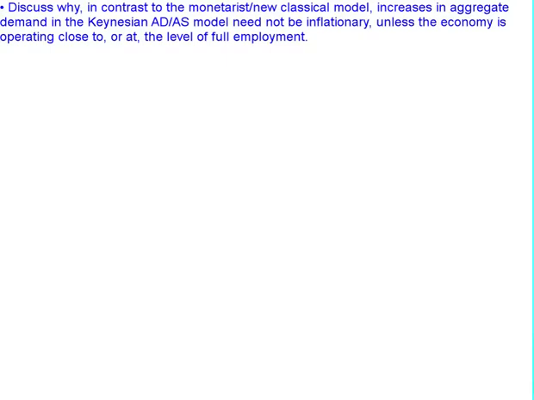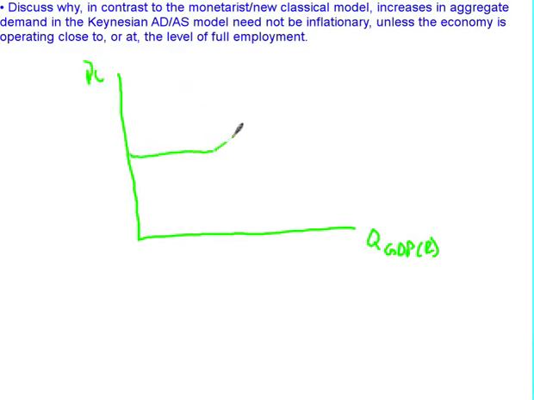So I think this is the last one. Discuss why, in contrast with the monetarist classical model, increases in aggregate demand in the Keynesian model need not be inflationary unless the economy is operating close to or at the level of full employment. So, last big graph: quantity, real GDP, and price level. Here's our Keynesian aggregate supply. Remember, this implies this is our full employment level of output, and what if aggregate demand crosses here?